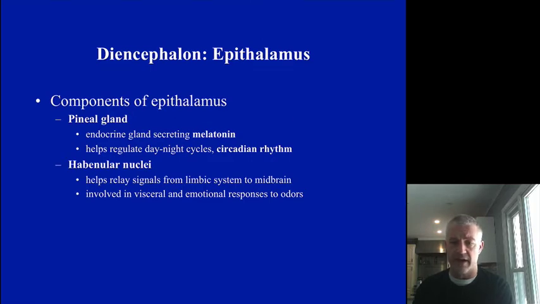The habenular nuclei is really kind of connecting the limbic system with some of the odor response here and some of those emotional responses that you have to your sense of smell.